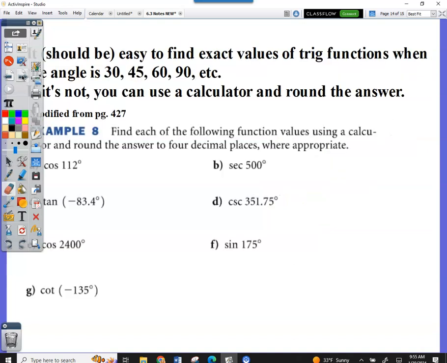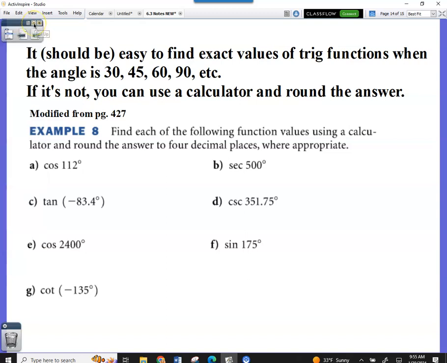Go to this one right here. This is finding the trig values, rounding to 4 decimal places where it's appropriate. Look up here at the top where I've given you some info. It should be easy to find the exact trig values of the special right triangles, 30, 60, 90, or 45. Those are from the chart. Draw the picture. But if it's not, you could always use your calculator and round your answer.